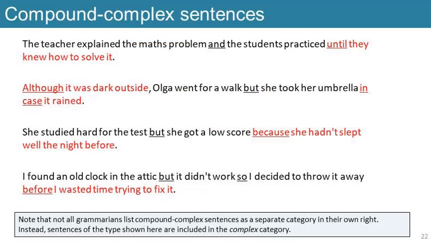The fourth correct sentence type is the compound complex sentence. A compound complex sentence has 2 or more independent clauses, like a compound sentence, and at least one dependent clause, like a complex sentence. Here are 4 examples. The independent clauses are black and the dependent clauses are red.